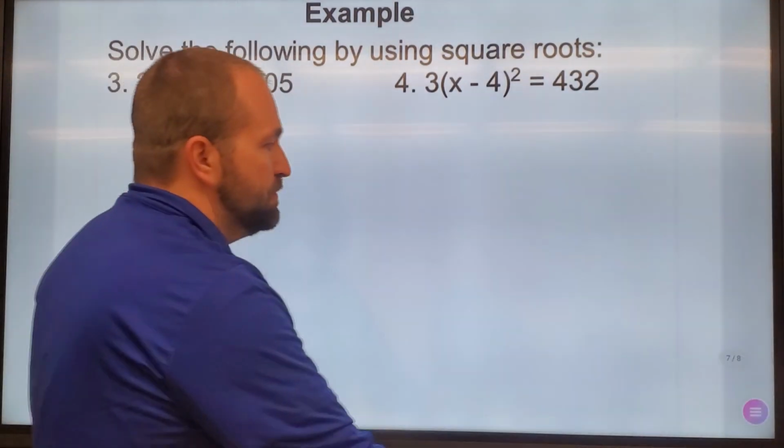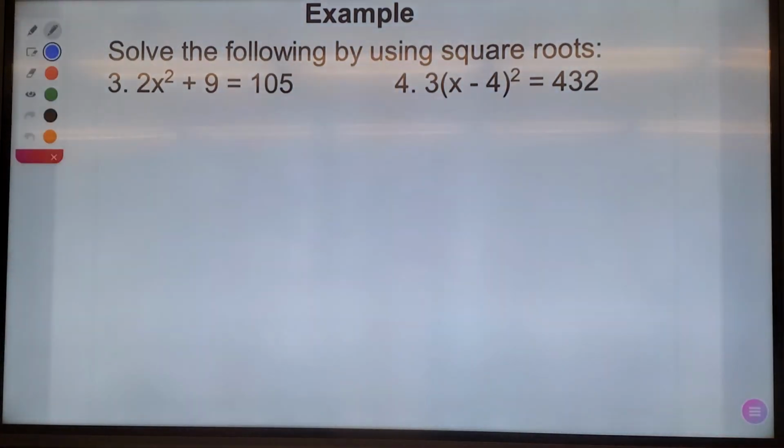Okay, 3 more examples here. Number 3. Again, similar situation to what we had before. I have 2 things now done to that x squared term. I have 2 times it, and then I have the 9 added to it. So I'm going to subtract the 9 first.